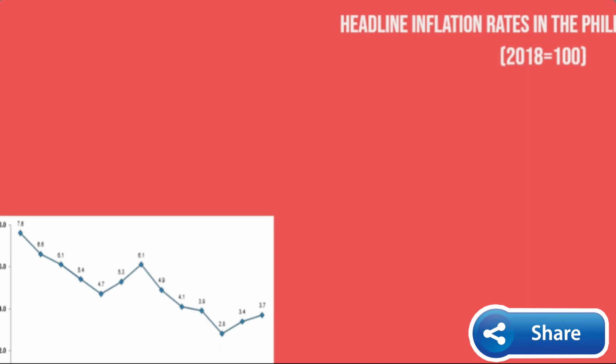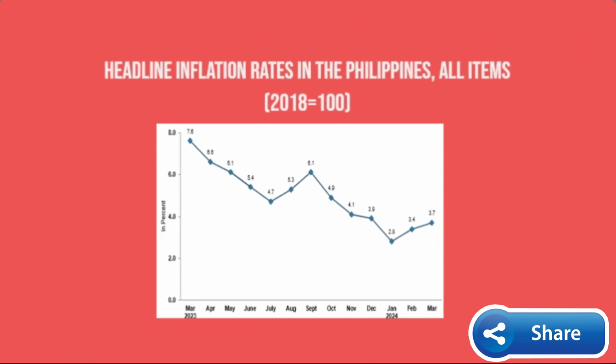Here is the example graph of inflation rate in the Philippines from March 2023 to March 2024. In March 2023, the inflation rate rose to 7.8%, and the next year, in March 2024, the inflation rate has fallen to 3.7% and it is not as high as last year.